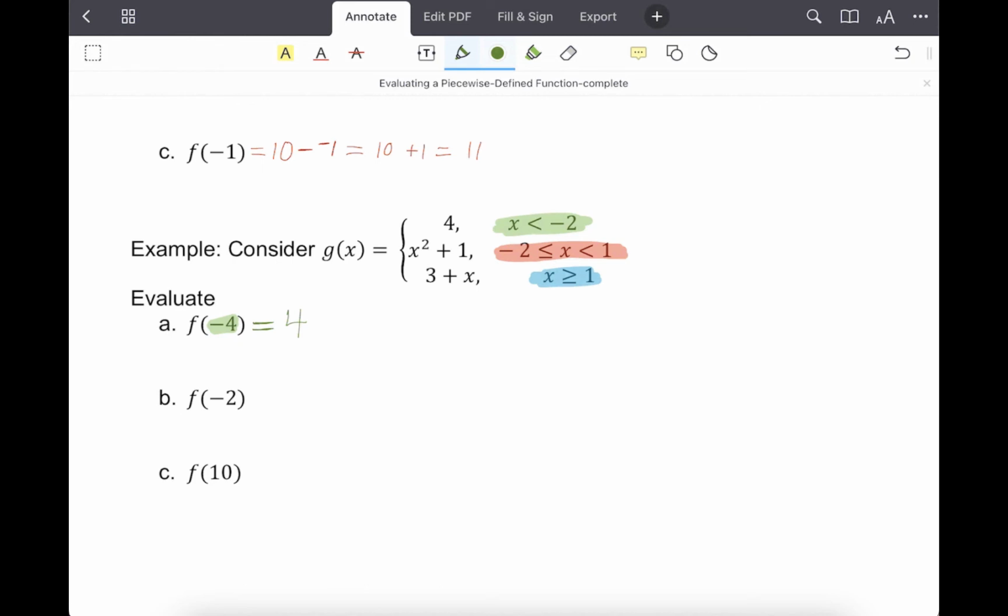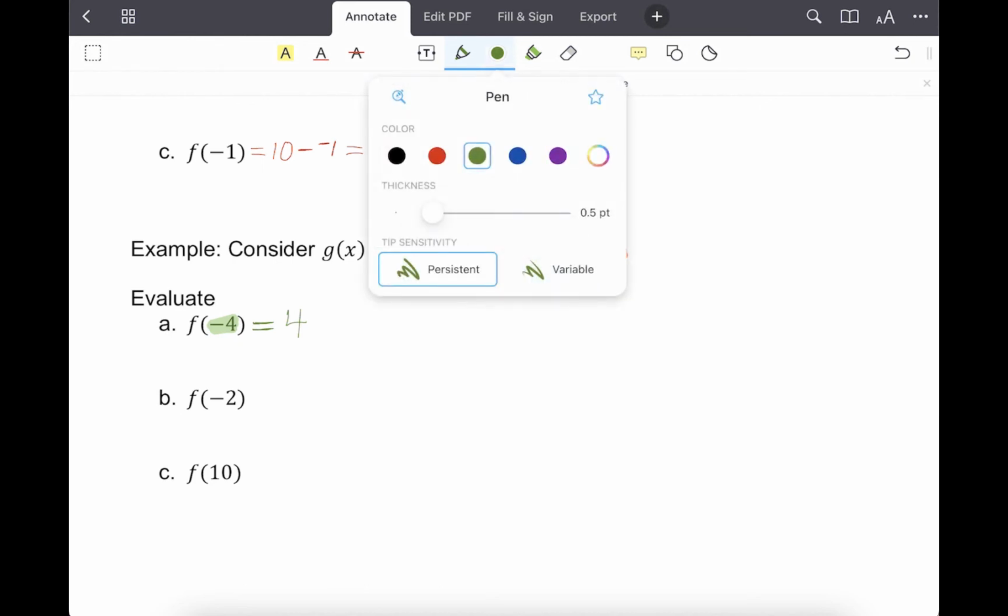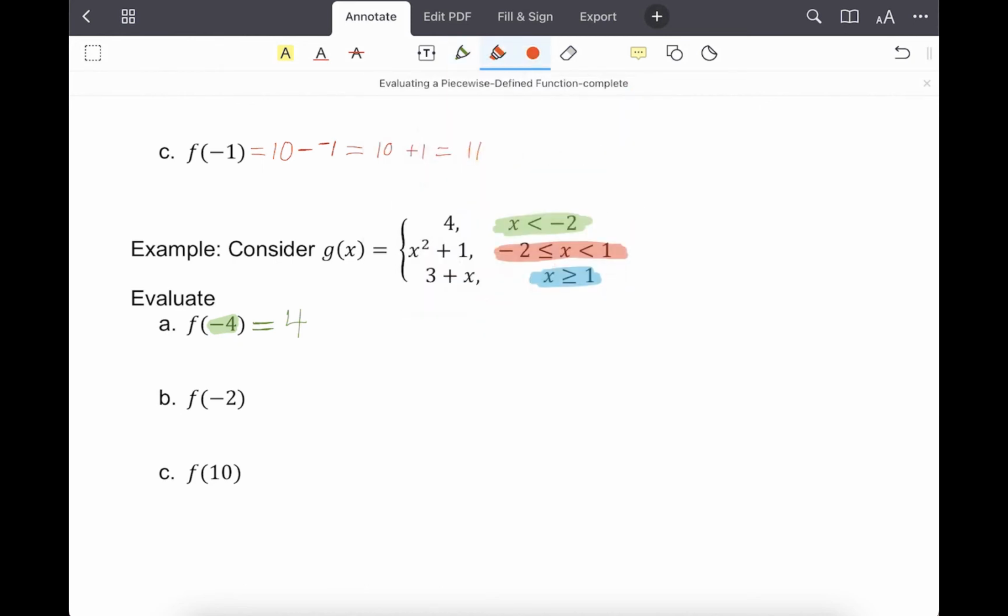f of -2, that falls into the second domain, since it's greater than or equal to -2 here. And we'll plug in -2 into this second definition. So -2 squared plus 1. This gives me 4 plus 1, which gives me 5.